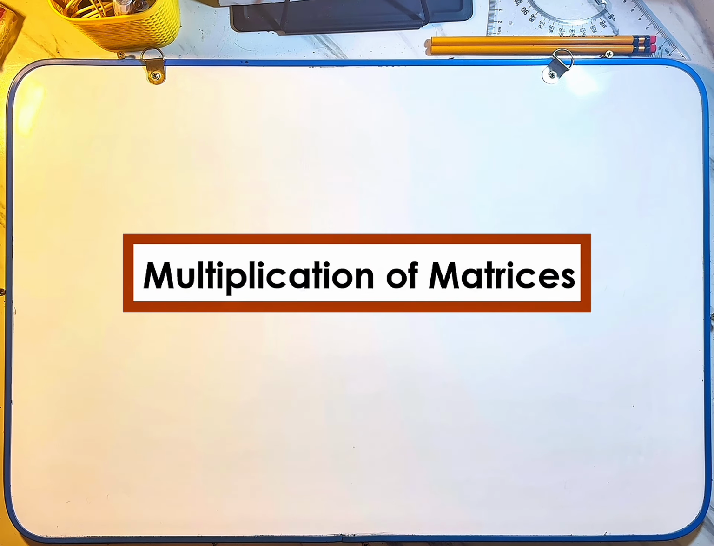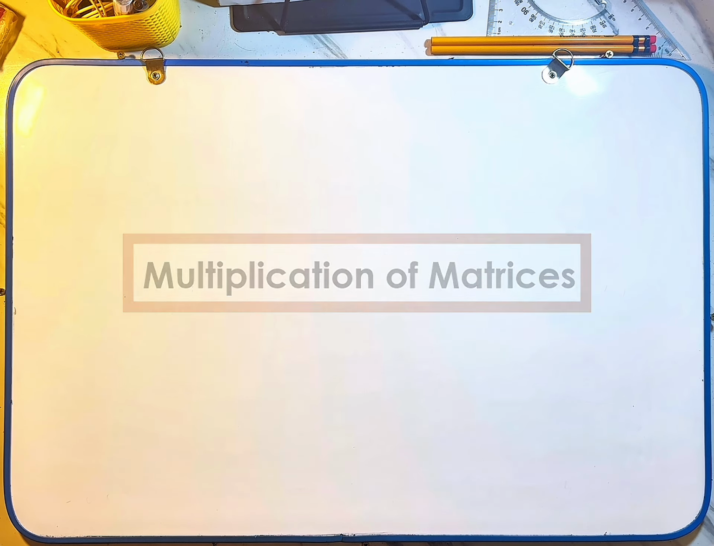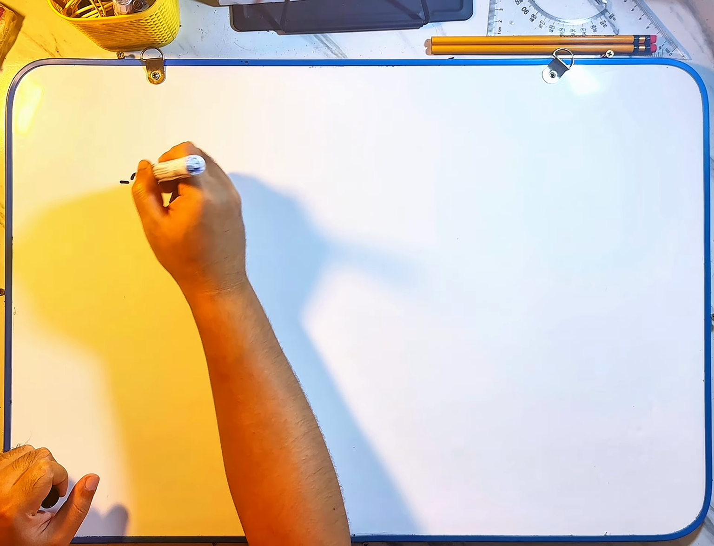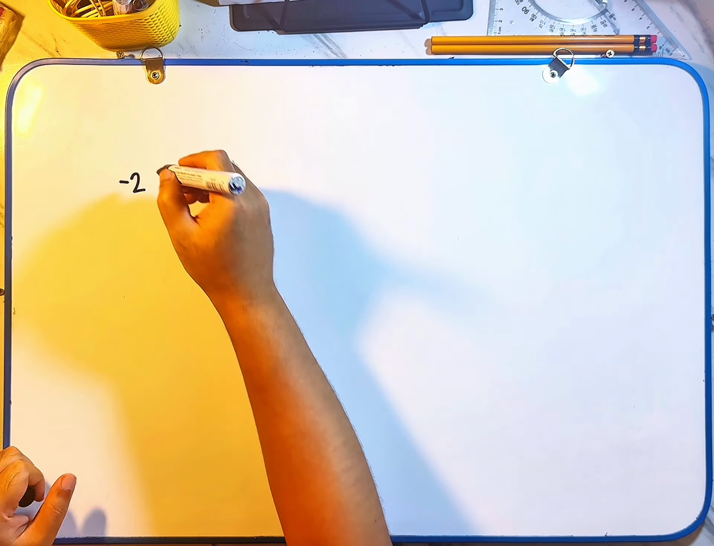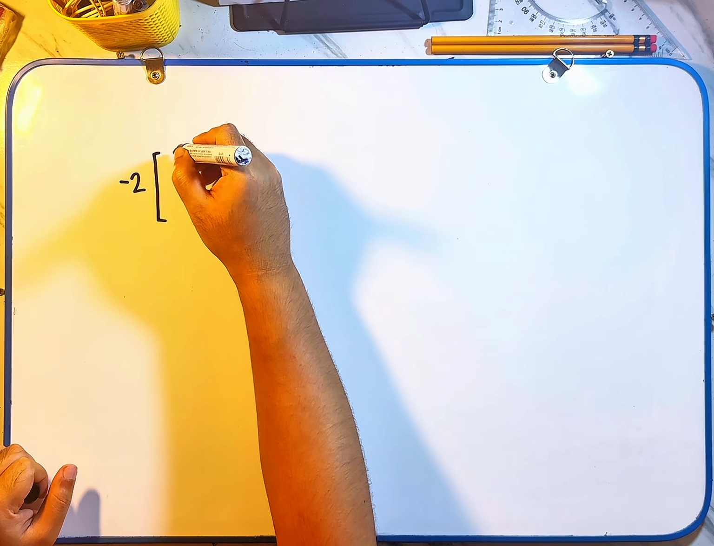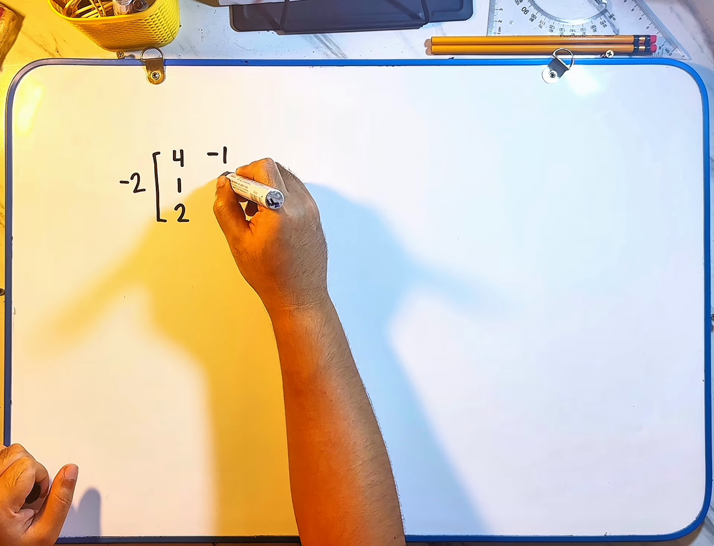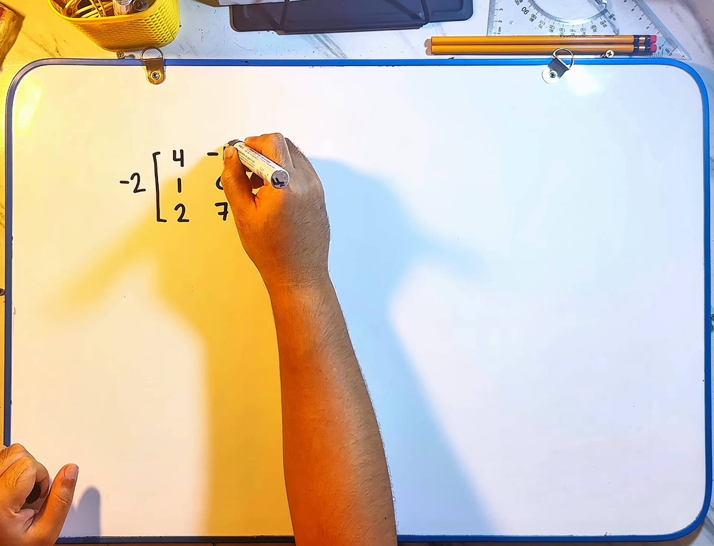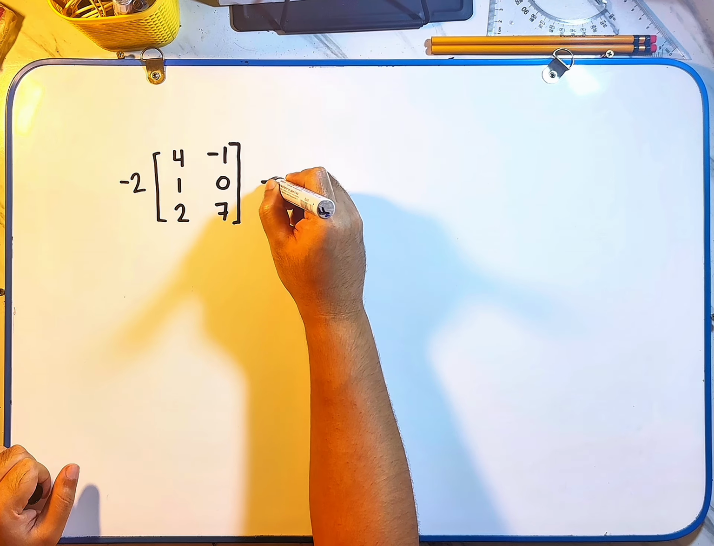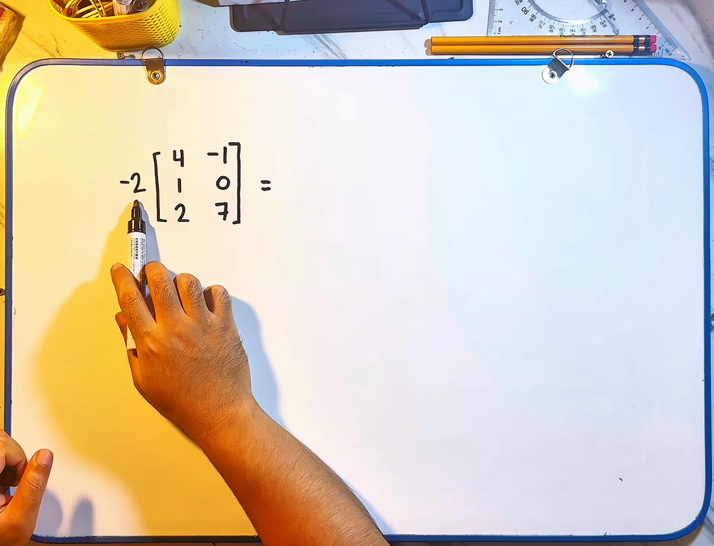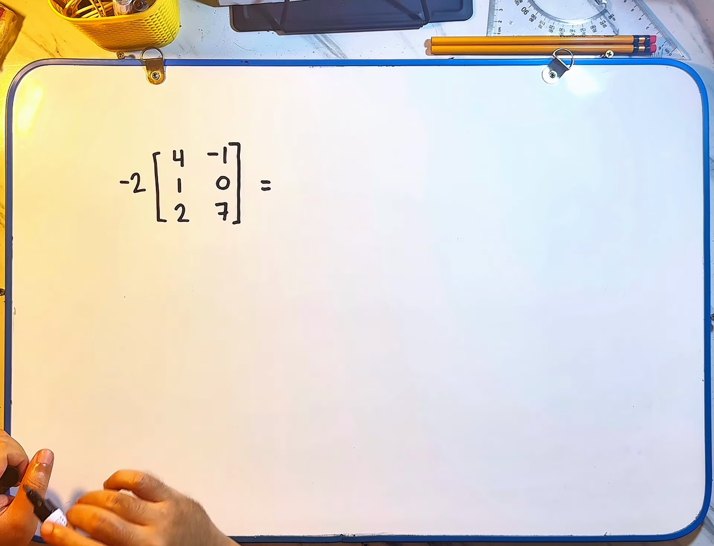Hello, in this video, let's talk about multiplication of matrices. Let us begin with scalar multiplication. Example, say we have -2 times a certain matrix. Let's say this matrix. So scalar multiplication is quite simple. Just multiply this constant value to each of the elements inside the matrix.